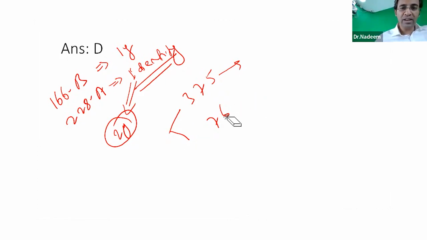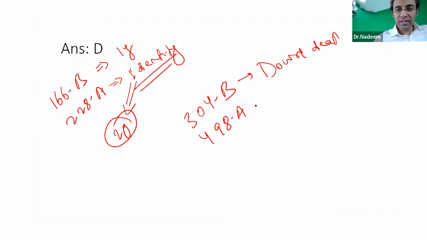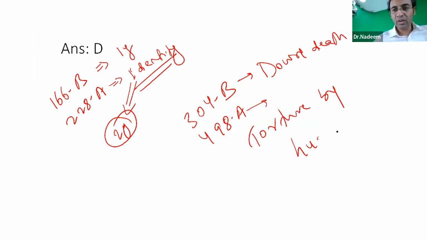Now, related to dowry death. One is IPC number 304B, dowry death, minimum 10 years in jail. Then IPC number 498A: torture of a married woman by her husband or in-laws.